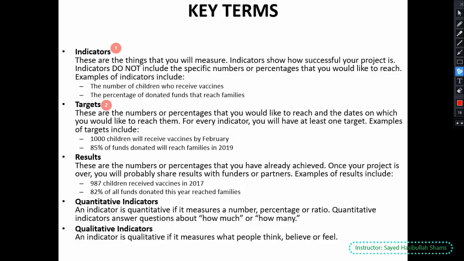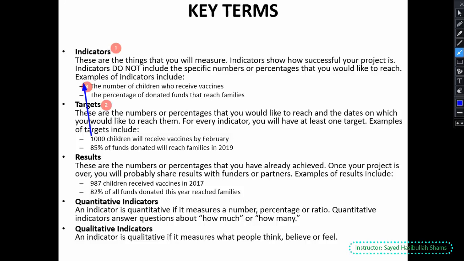For example, here we have set one target for the first indicator: 1,000 children will receive vaccines by February. February is the specific timeline that we have set for this indicator, and 1,000 is our target that we must achieve in the specific time.